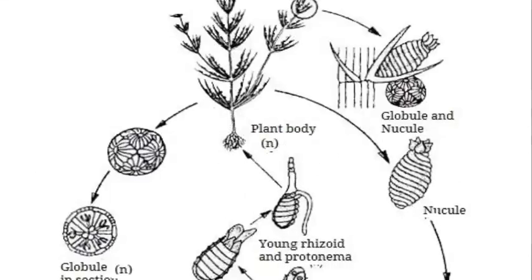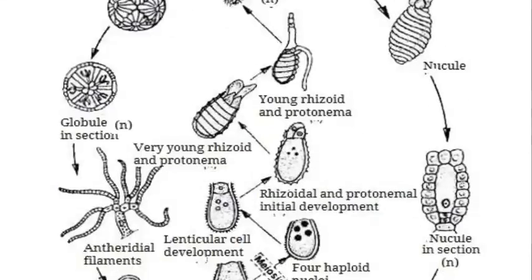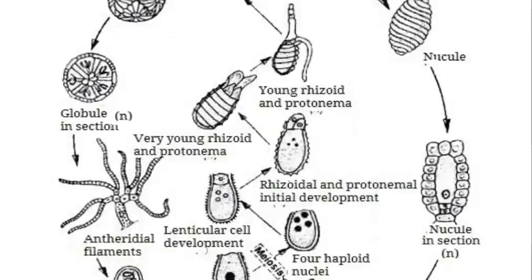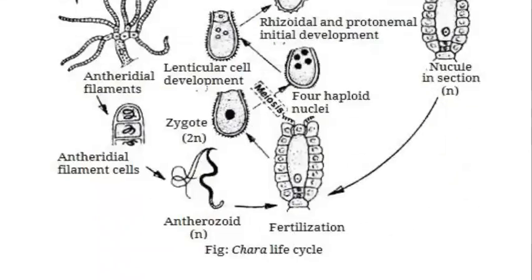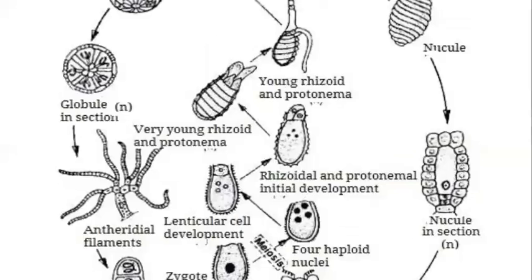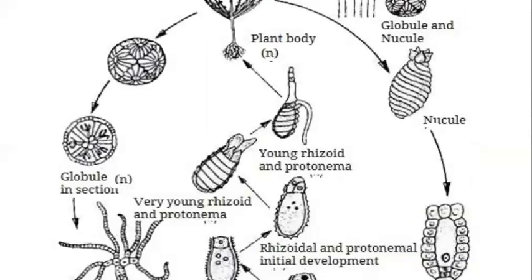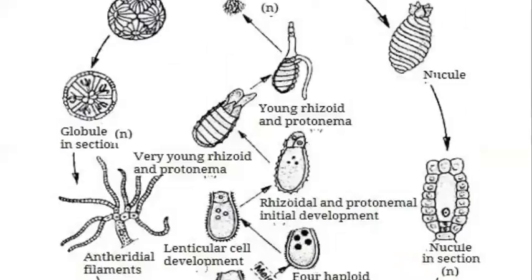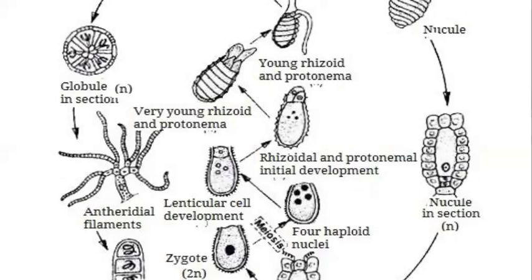This is the life cycle of Chara. You can easily understand by seeing this diagram. This is the vegetative plant body of Chara. It produces the globule and the nucule. Then the globule or nucule further produces the vegetative structures. This is the sexual reproduction, basically through fertilization. The asexual reproduction is by the production of different types of vegetative or rounded structures, which you have learned about in previous slides.